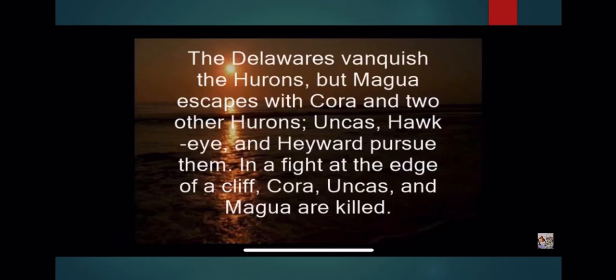Uncas, Hawkeye, and Howard pursue them, and in a fight at the edge of a cliff, Cora, Uncas, and Magua are killed. So Cora, Uncas, and Magua die. They got killed.